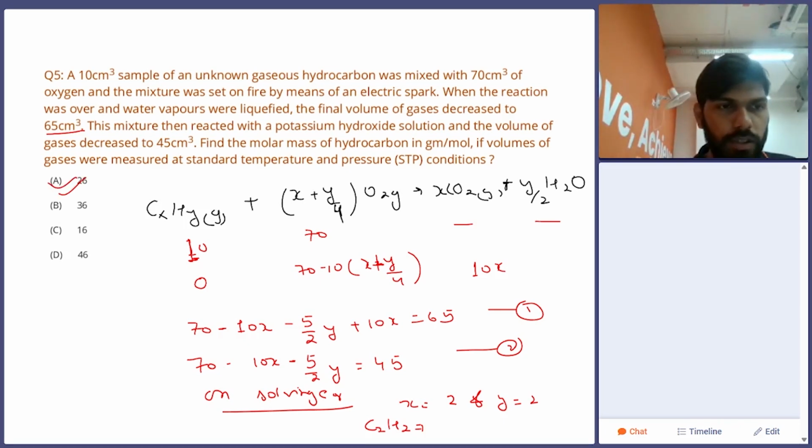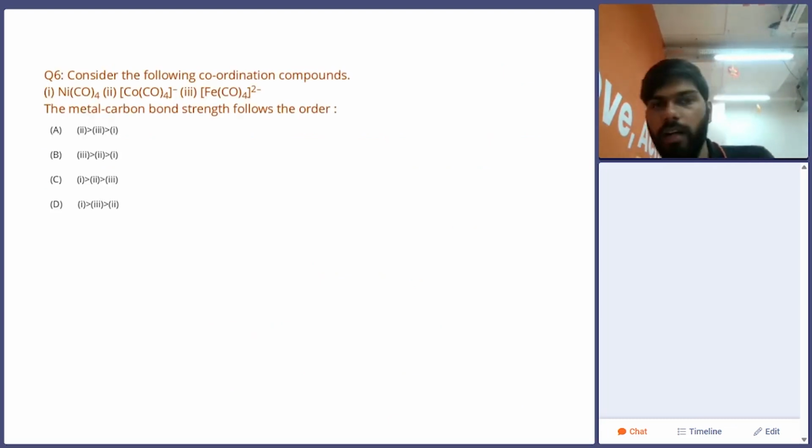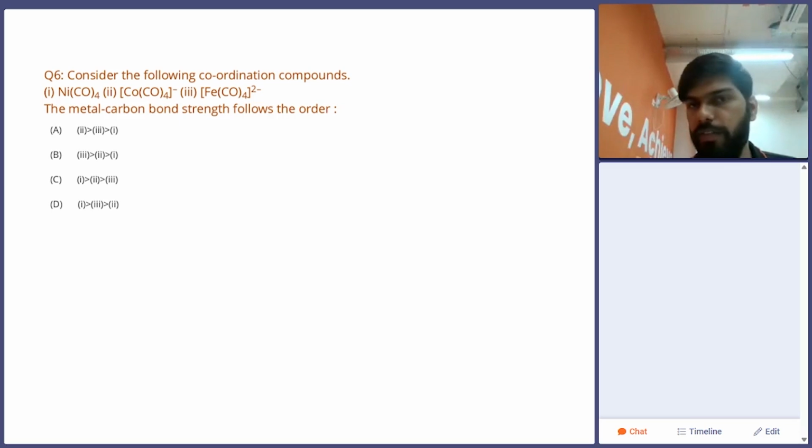Okay, next question, that is consider the following coordination compounds. Okay, here Ni(CO)4, Co(CO)4 minus and Fe(CO)4 2 minus, the metal carbon bond strength. See, metal carbon bond strength. So first of all, these are metal carbonyls.